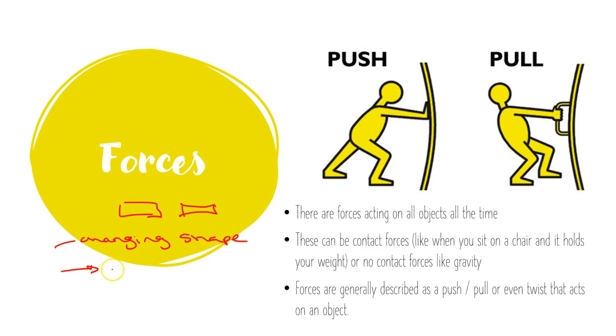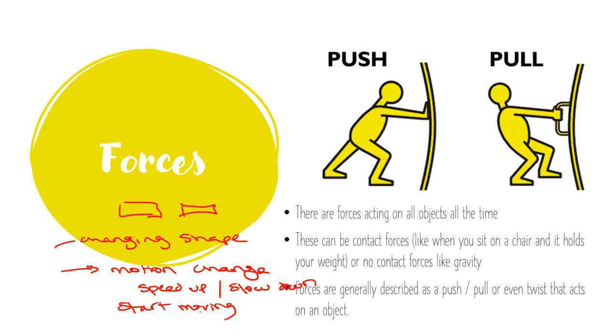We can see the motion of the object change as well. And this is what we're going to talk about largely in this unit, is how forces allow us to change motion. This means it can speed up, slow down, something can start moving or stop moving. And these are ways that we know that an object has a force acting on it.